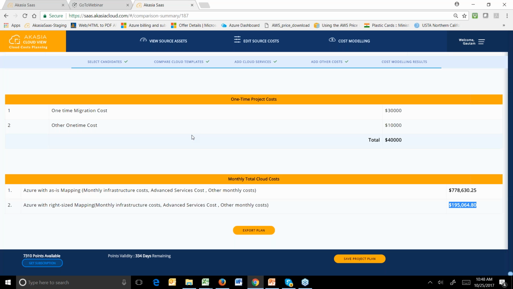Let's see, any other questions? Very good questions coming in, by the way. How do you determine the right size configuration for CPU, memory, and storage?